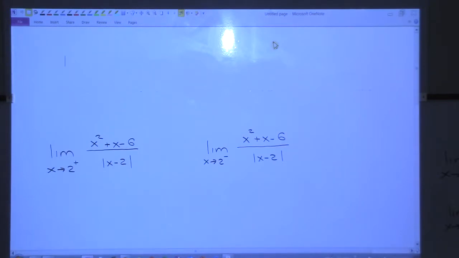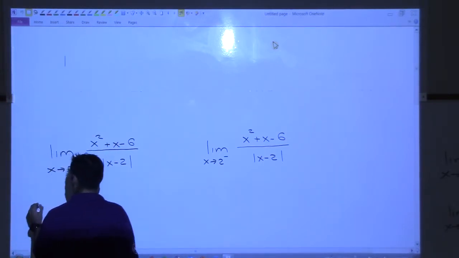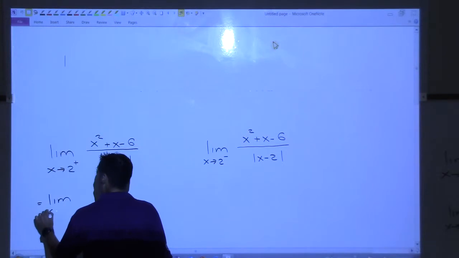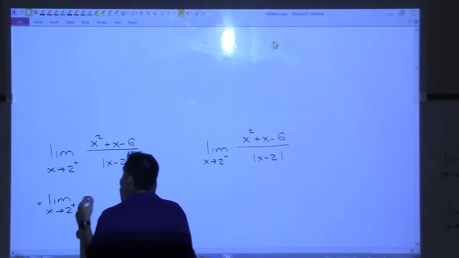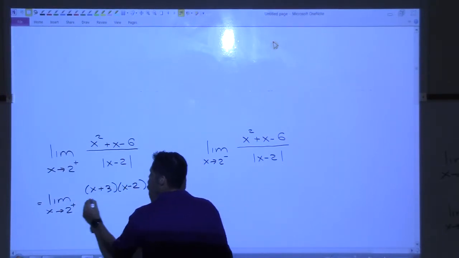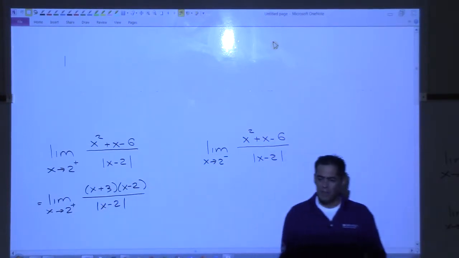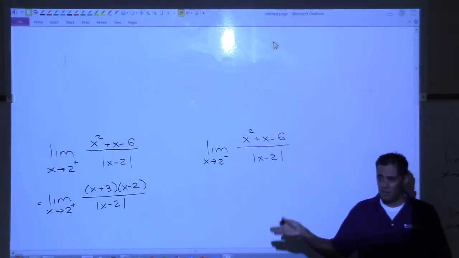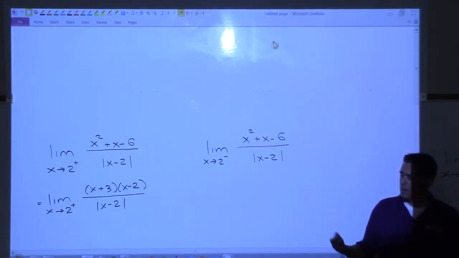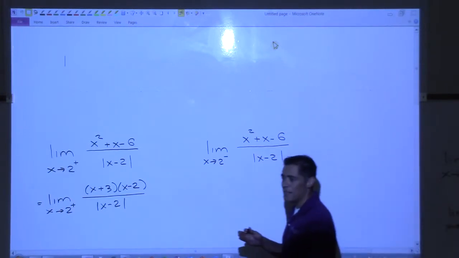So I think the first instinct was to factor out the top, because it was a trinomial. Did you factor this out? Yeah? Okay, let's do that. So if you factor the top out, you should get x plus 3 times x minus 2 over the absolute value of x minus 2. All right? And I think your question was, can you cancel the x minus 2s? Is that kind of what you're asking me? And the answer is no. All right? And that's because they're not the same thing.